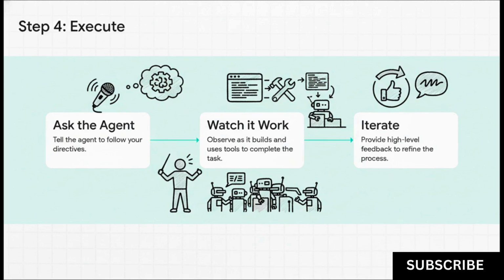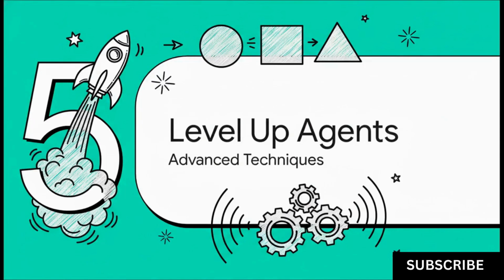And now for the fun part, step 4. You just hit go. You ask the agent to follow your instructions, and then you get to sit back and watch as it figures out how to do it. Your job now changes from builder to manager. You just watch it work and give it feedback to help it get even better. And just like that, you've done it. You've built a basic AI agent. Seriously, congrats.